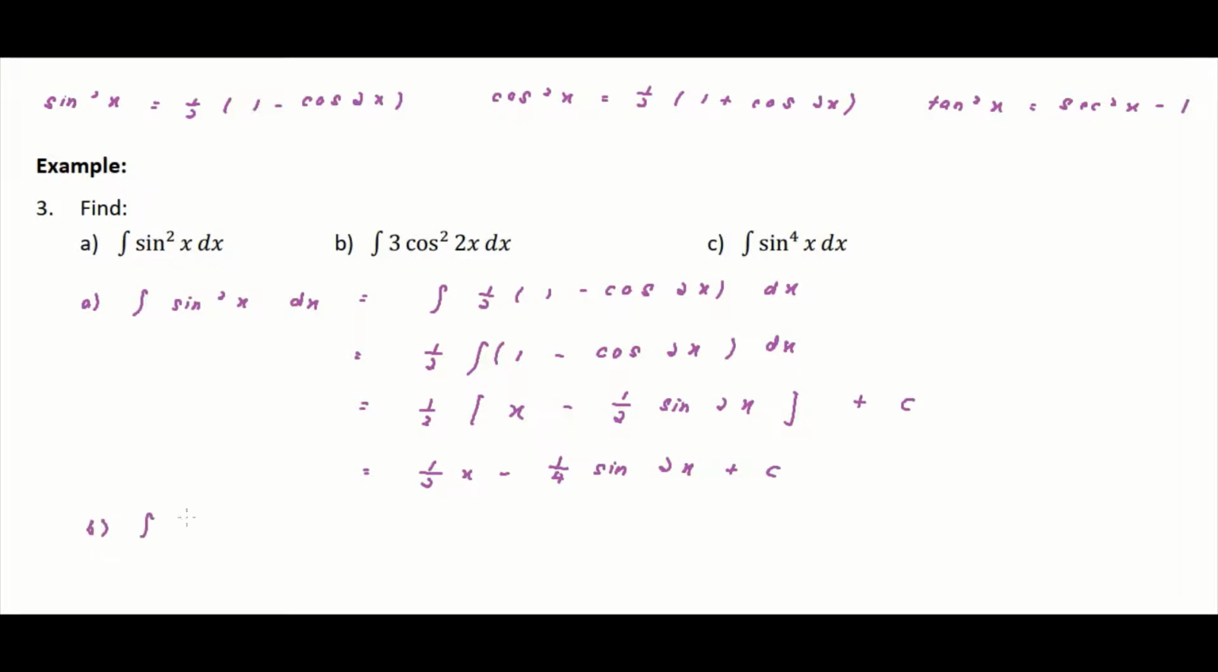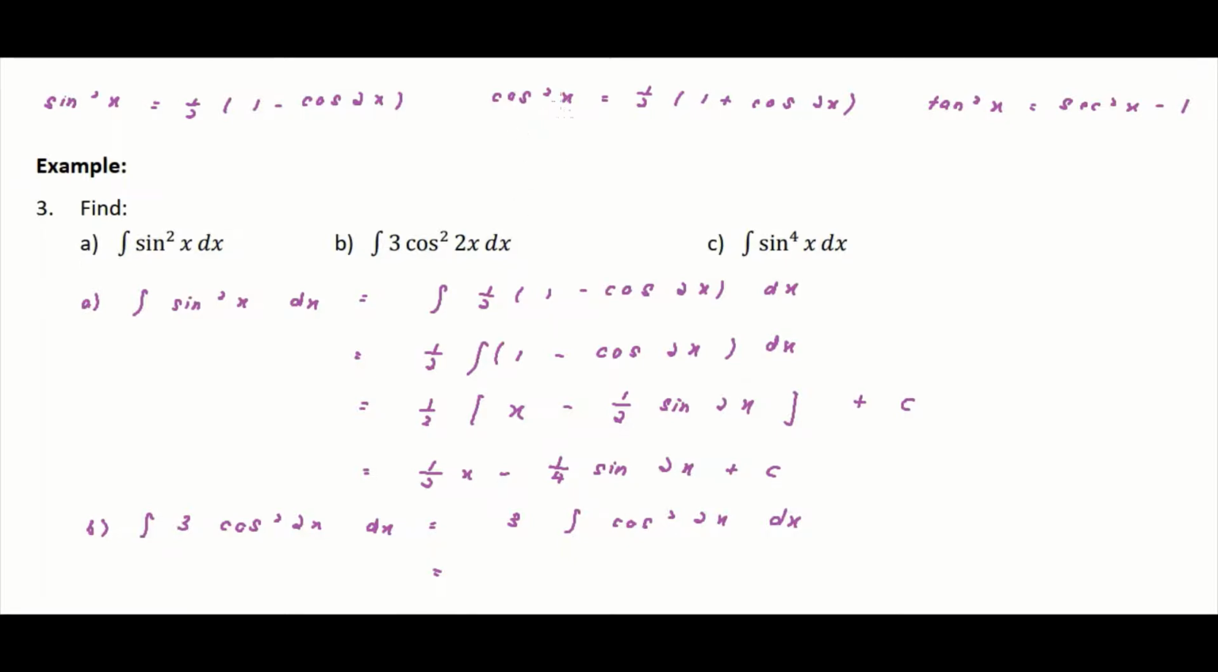Integrate 3 cos square 2x. Okay, so the first thing that you can try to do is you take out the 3 as well. So you're left with cos square 2x here. But you have a little bit of a problem here, which is you see in your formula, you only have cos square x. So what if your x becomes 2x here?